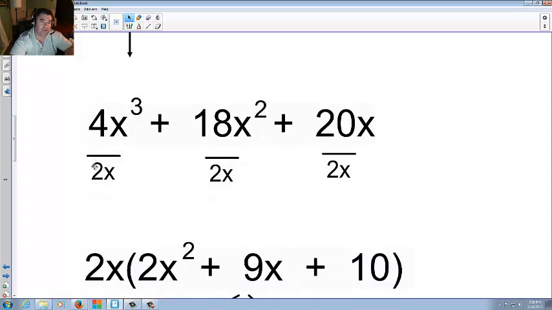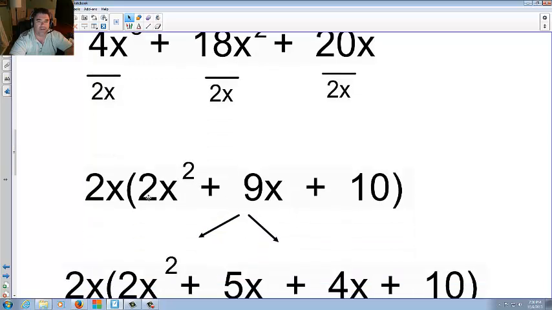Hopefully you did that. 4 divided by 2 is 2. X cubed divided by x is x squared. 18 divided by 2 is 9. X squared divided by x is x. 20 divided by 2 is 10. X divided by x is nothing left. So 2x squared plus 9x plus 10.